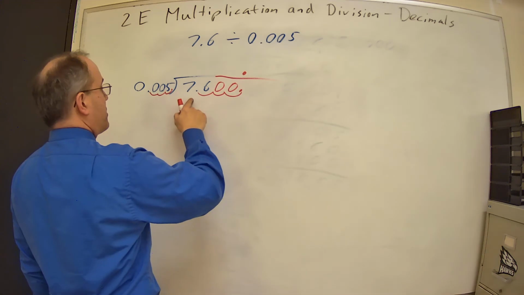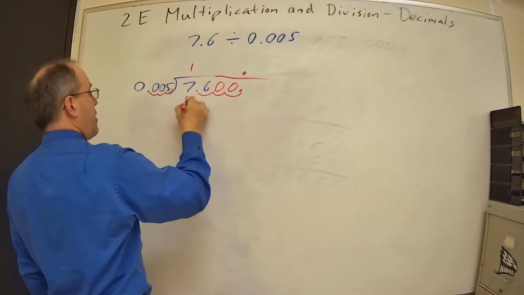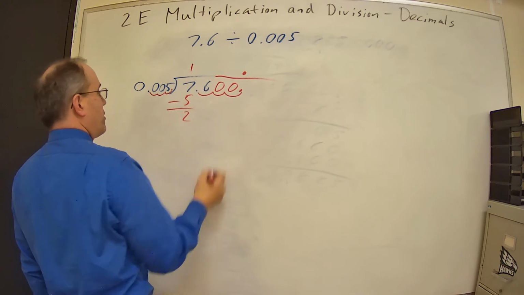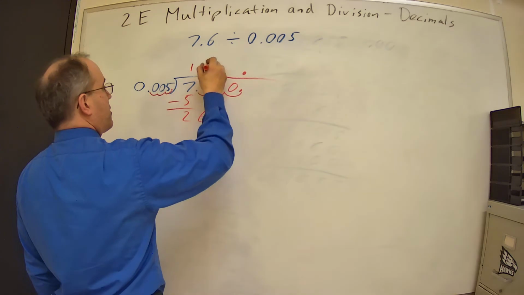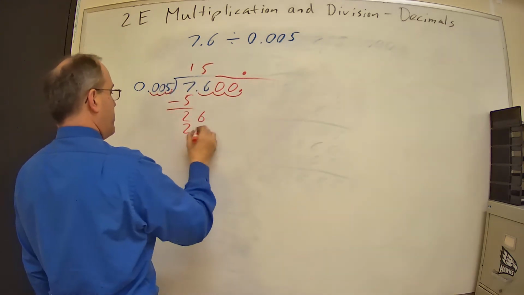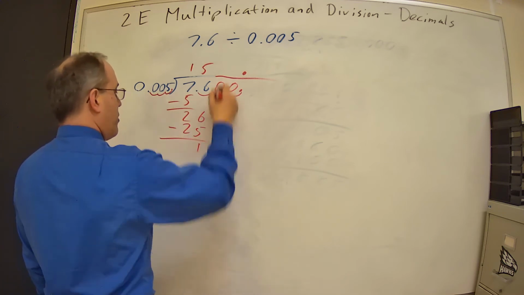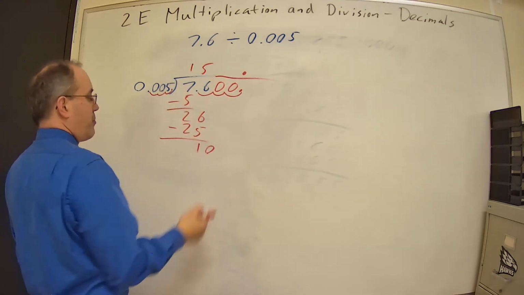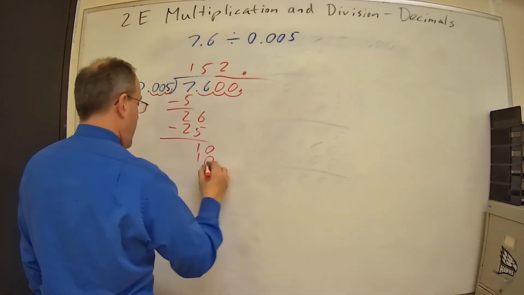How many times does 5 go into 7? Once. 1 times 5 is 5. Subtract, we get 2. Bring down the 6. How many times does 5 go into 26? 5. 5 times 5 is 25. Subtract, we get 1. Bring down the 0. How many times does 5 go into 10? Twice. 2 times 5 is 10.